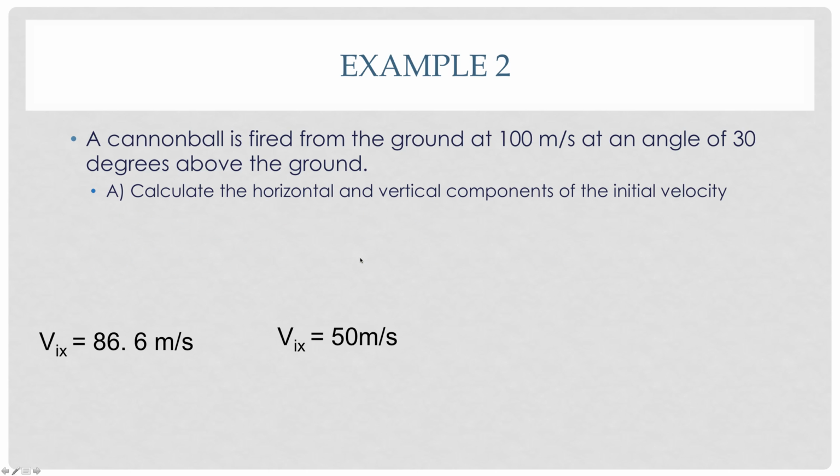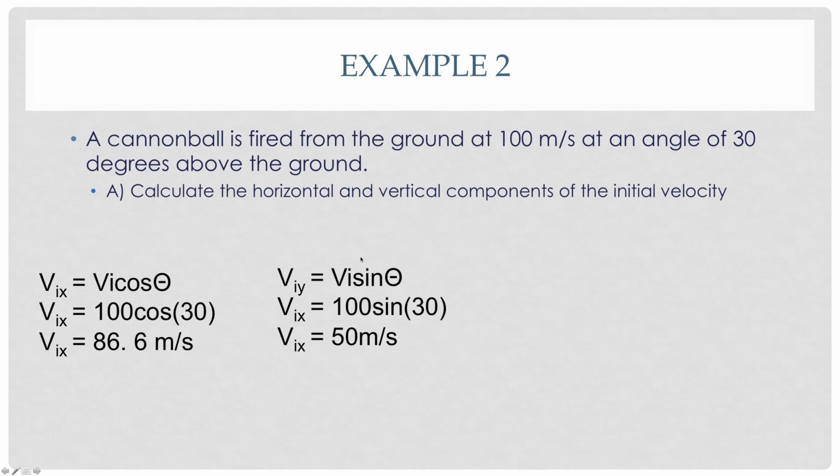All right. So for part A, you've already got the answers on the screen because I messed this up. We are going to use these two formulas that are on your formula sheet. VIX is equal to VI cosine theta. VIY is equal to VI sine theta. Those are both on your formula sheet. They're always the same. Please don't memorize them because you'll get to use your formula sheet on your test.